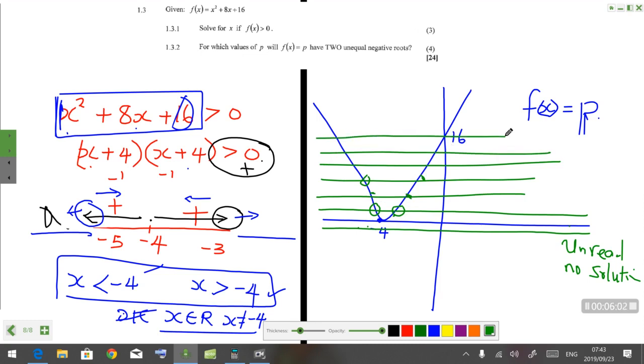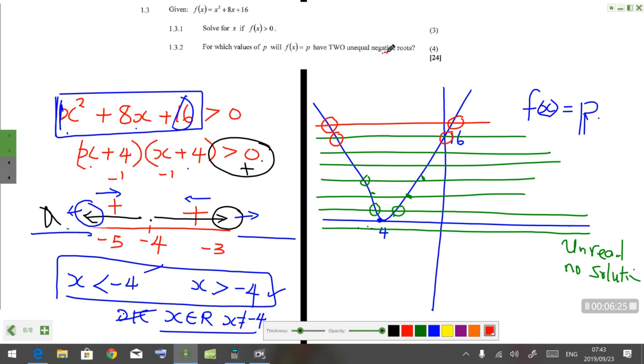But if I move to this point, what do you notice? I have a negative value here, and I have a zero value here. A zero value is not negative. That means I cannot move beyond that point. Wait, what happens if I were to move above that point? I have a negative and what? A positive. That is not what I'm looking for. I am looking for two negative what? And unequal. Alright. So what are my possible lines that work for me here?